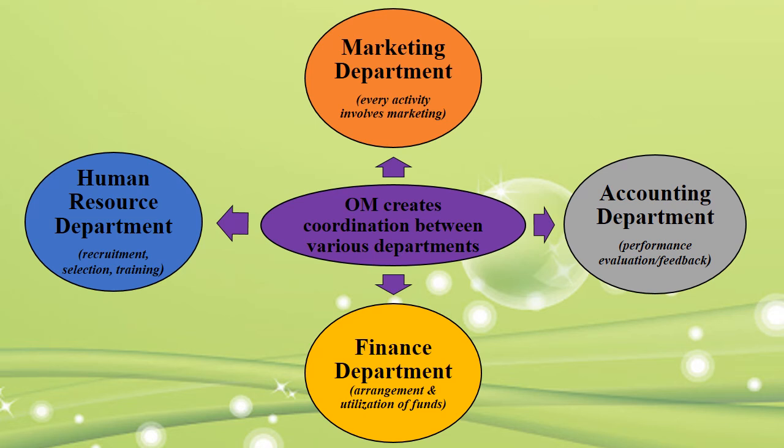Then accounting provides operations performance feedback, and finance influences the investment made by the business organization at the time of setting any plant, or we can say during the process of conversion of inputs into outputs or finished goods. Then in human resource management, recruitment, selection, and training of workforce is done. So this proper cross-functional coordination helps in running a business successfully.